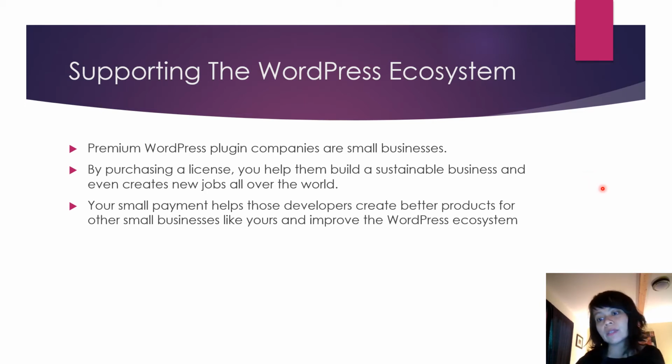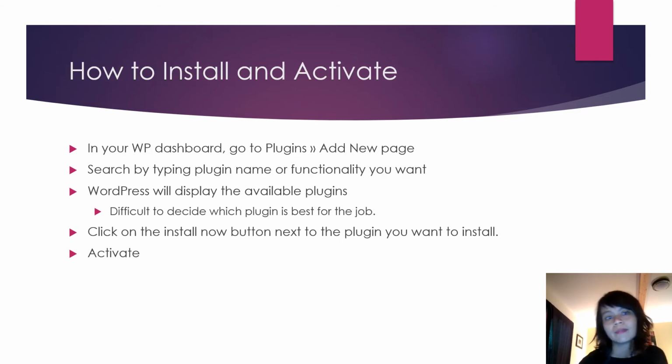It also helps improve the WordPress ecosystem altogether. All right, so next what we're going to look at is how to install and activate your plugins. You have to go to your WordPress admin area, go to Plugins, and Add New. Then you search by typing your plugin name or the functionality that you want. For example, if you want forms, you would type in forms. WordPress then will display the available plugins.